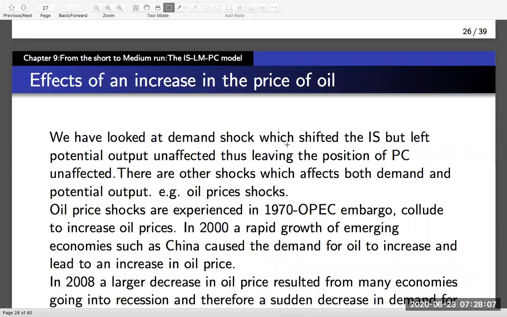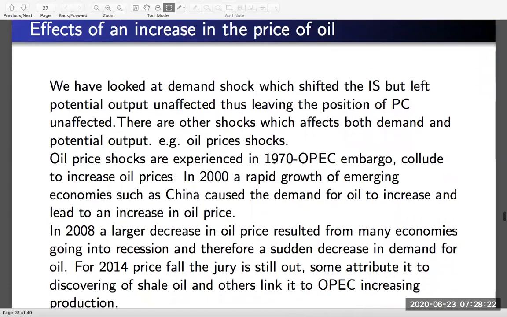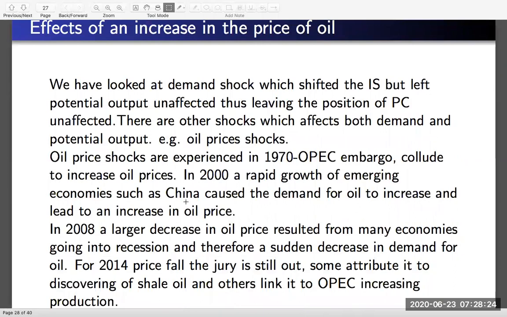Anyway, so we have looked at the demand shock, which shifted the IS curve, but left the potential output unaffected, thus leaving the position of PC unaffected. There are other shocks which affect both the demand potential and output. Example, oil shock. So oil price shocks were experienced in the 1970s, and that was when there was an OPEC embargo, where the oil producer countries had colluded to increase prices.